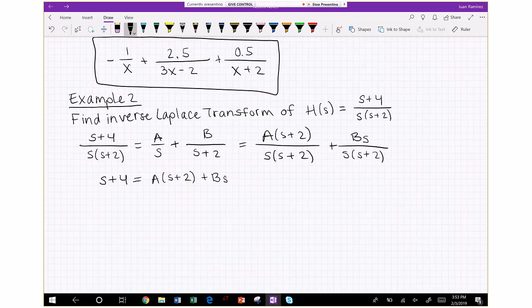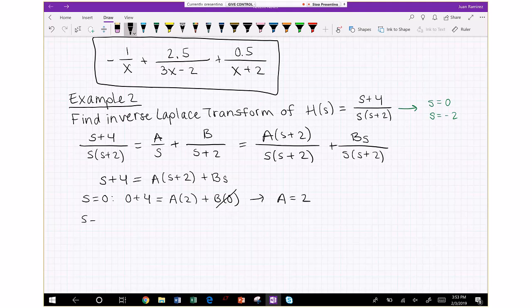All right, and then we'll substitute values of s that are equal to those zeros of the original function. We want to go here on the right. The zeros are s equal to 0, and s plus 2 equal to 0, so s equal to -2. Plug in s equal to 0, you end up with 0 plus 4 equal to A times 2 plus B times 0. Therefore, A is equal to 2.